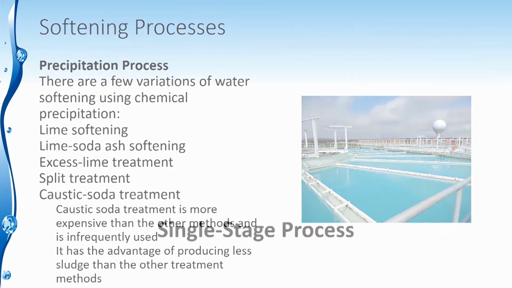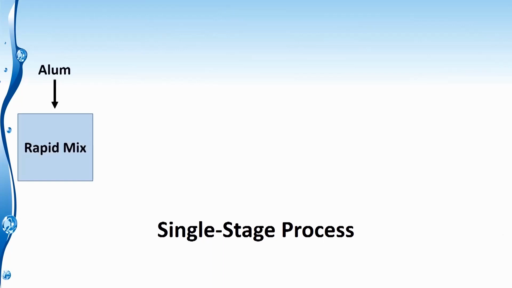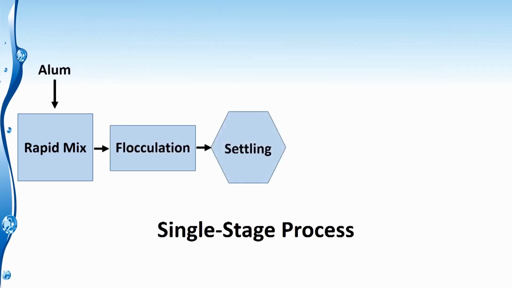Well, let's take a look at the most common method of softening water, and that's the single stage process. It's very similar to a conventional treatment plant in that it starts with a coagulant added, and in this case we're showing alum being added to the rapid mix tank. And then the coagulated water moves on to the flocculation chamber. From the flocculation chamber, it goes into the settling basin. And then from there, this is where we begin the softening process.